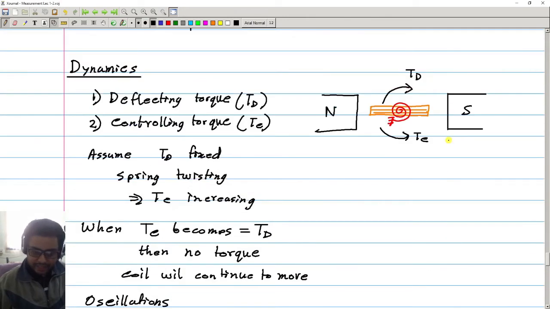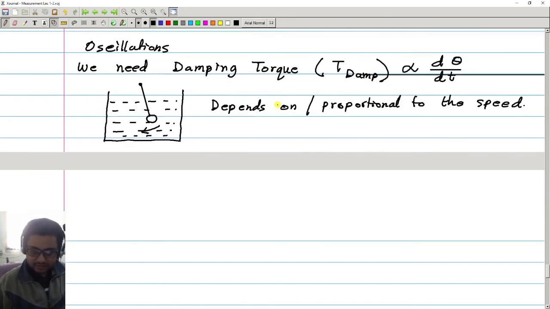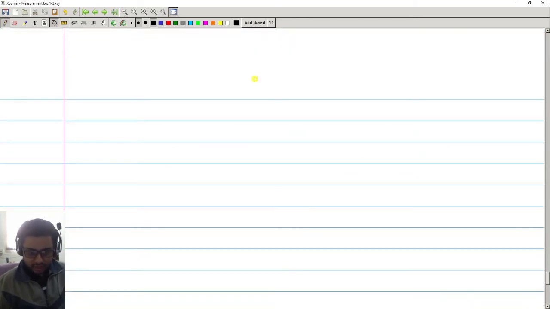Okay, so let me write the other two torques. Controlling torque is proportional to the angular position, angular deflection theta, and the deflecting torque depends on the current or the voltage applied. So there will be these three types of forces that we need. This is the third force, damping torque. Now, how do we achieve this damping?